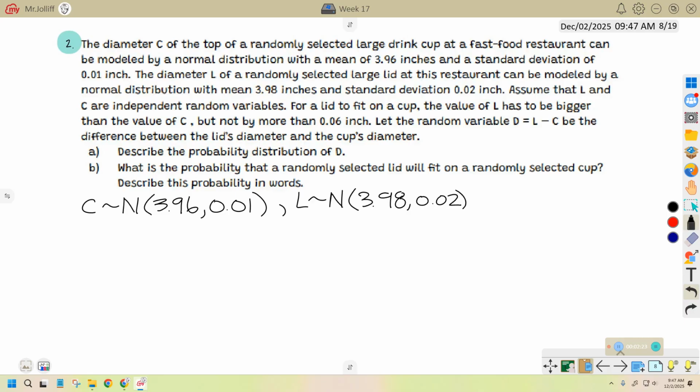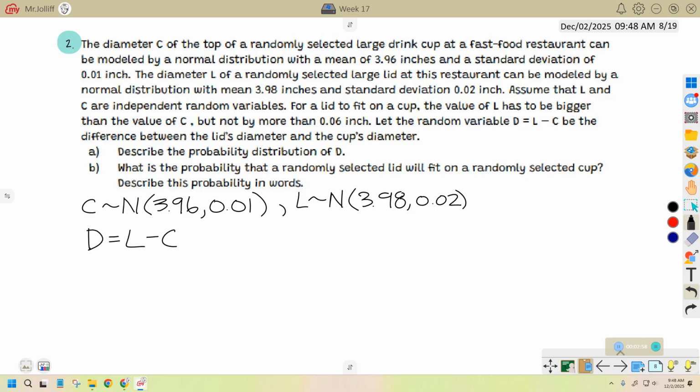I, as the person selling the soda at a restaurant, want to make sure that the lids fit my cups. So I'm not interested in C and L as much as I'm interested in the difference. So we want to look at D, which equals L minus C. And I need for L minus C to be greater than 0, but less than 0.06 inches. Too small, it won't fit. Too big, it won't stay on.